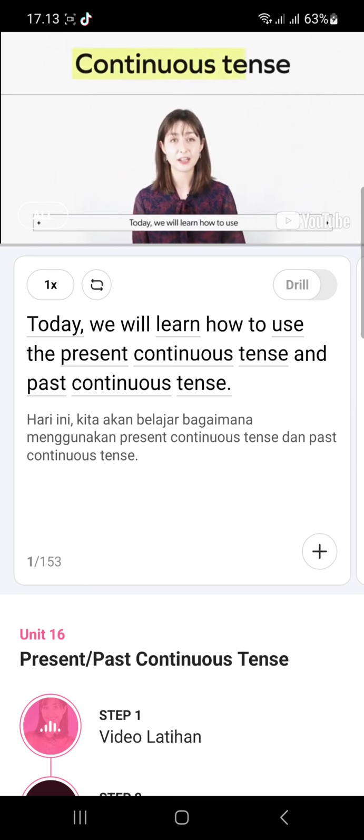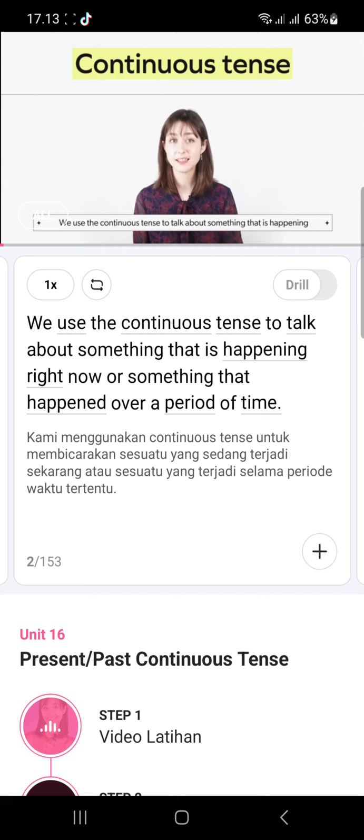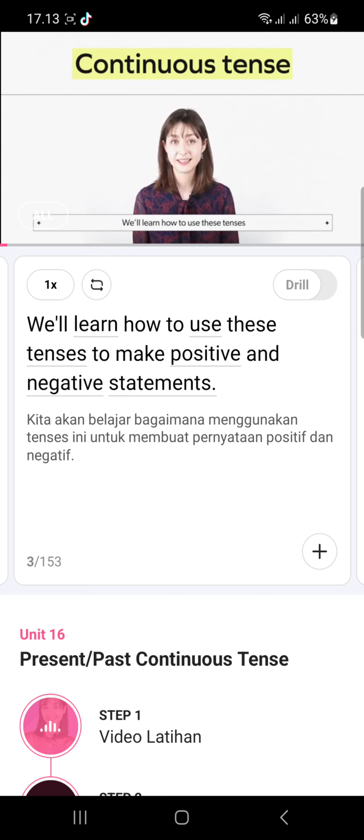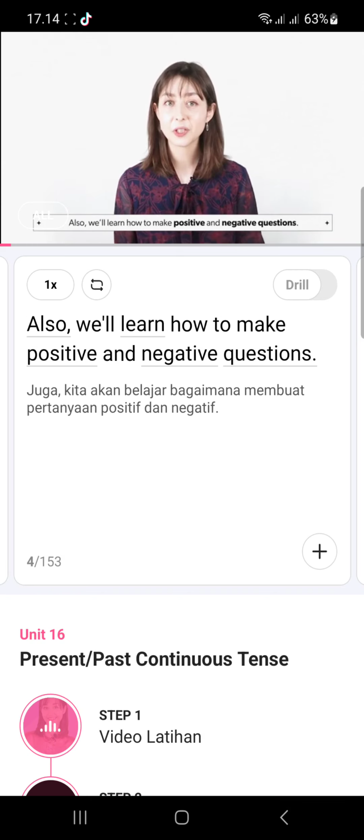Today, we will learn how to use the present continuous tense and past continuous tense. We use the continuous tense to talk about something that is happening right now or something that happened over a period of time. We'll learn how to use these tenses to make positive and negative statements. Also, we'll learn how to make positive and negative questions.